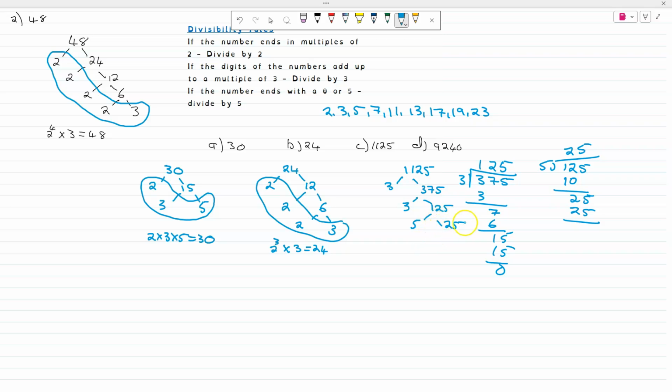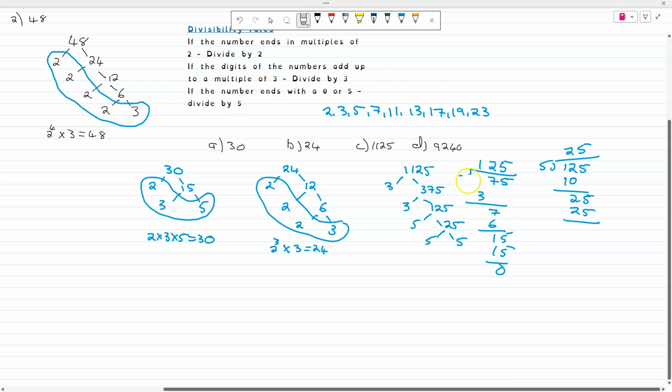Okay, 25. So can 2 go into 25? No, it cannot. Can 3 go into 25? 2 plus 5 is 7. So no, 3 cannot. So it should be 5. So 5 again. How many times can 5 go into 25? We all know that would be 5 times. So our prime factor list would be 333 and 555.